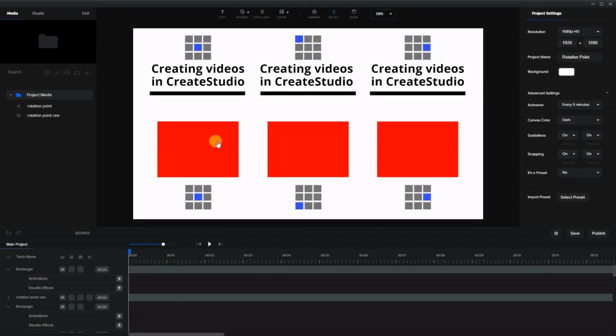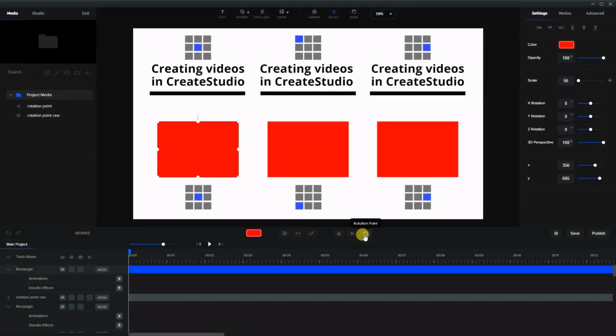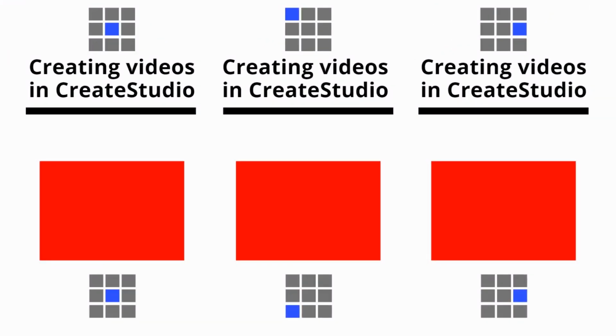When you choose an object, the rotation point option will appear here. There are 9 squares with the default being the center. The rotation point describes where the animation will start. I've created 3 strings of text with the typewriter effect and 3 boxes with the zoom scale up effect. So let's take a look at how the rotation point affects each.